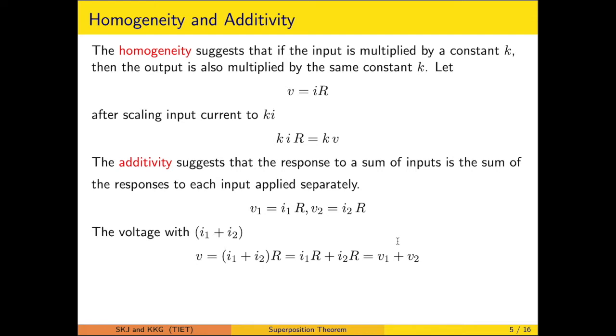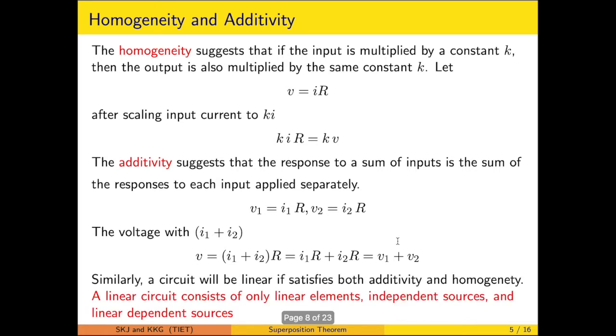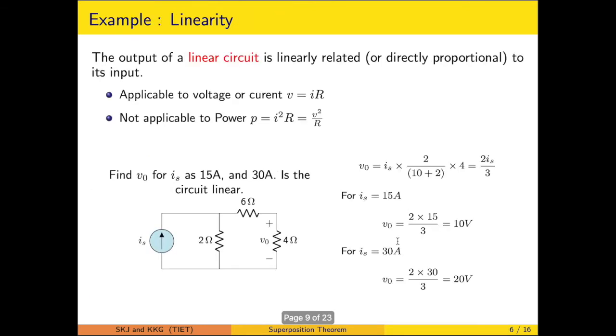The same holds true for linear circuits. A linear circuit must comprise linear circuit elements, linear independent sources and linear dependent sources. The output of a linear circuit is linearly related to the input. Here we are saying the voltages and currents are related to the input in a linear manner. This is not applicable to power, because power constitutes a non-linear relationship.